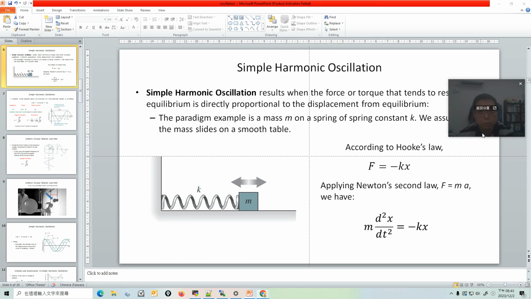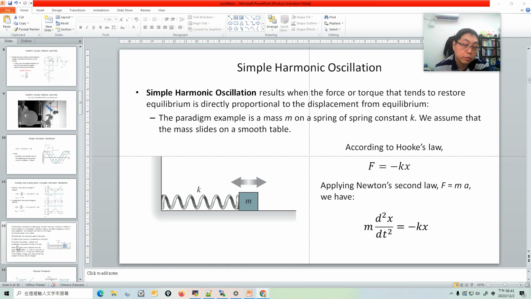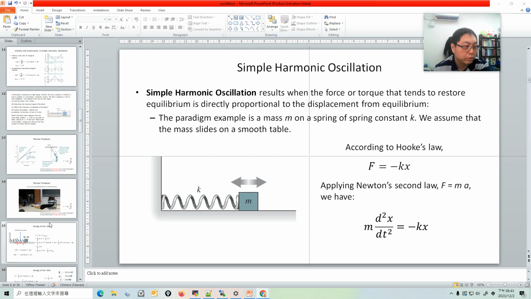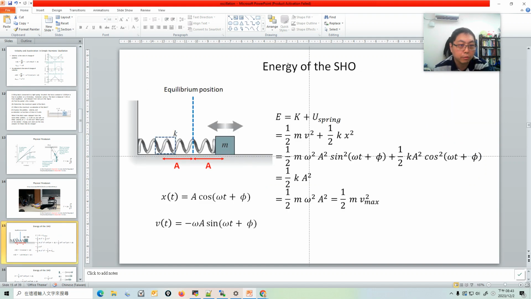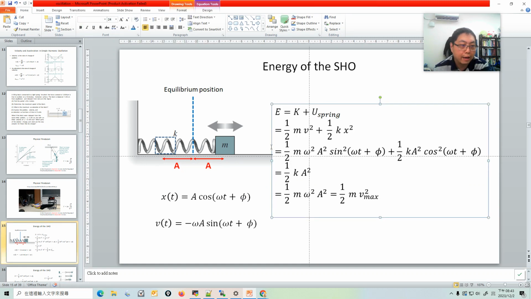But actually, because we have learned energy conservation and the concept of energy, we will use the energy perspective to study simple harmonic oscillation again. We still use the example from the equation of motion of the simple harmonic oscillator, where previously we got a position function and velocity function.